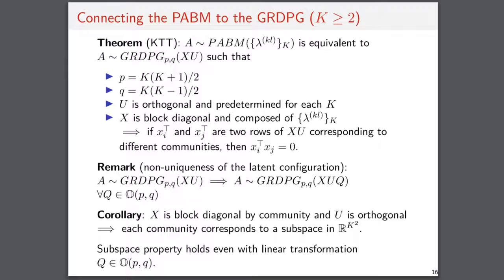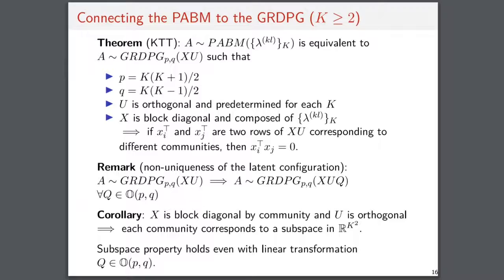We call this the canonical latent configuration for the popularity adjusted block model under the generalized random dot product framework. One thing to note is that the latent configuration is not unique. For each P, there are infinitely many latent configurations that can be used to construct P under the GRDPG framework, and these are all tied to the indefinite orthogonal transformation.